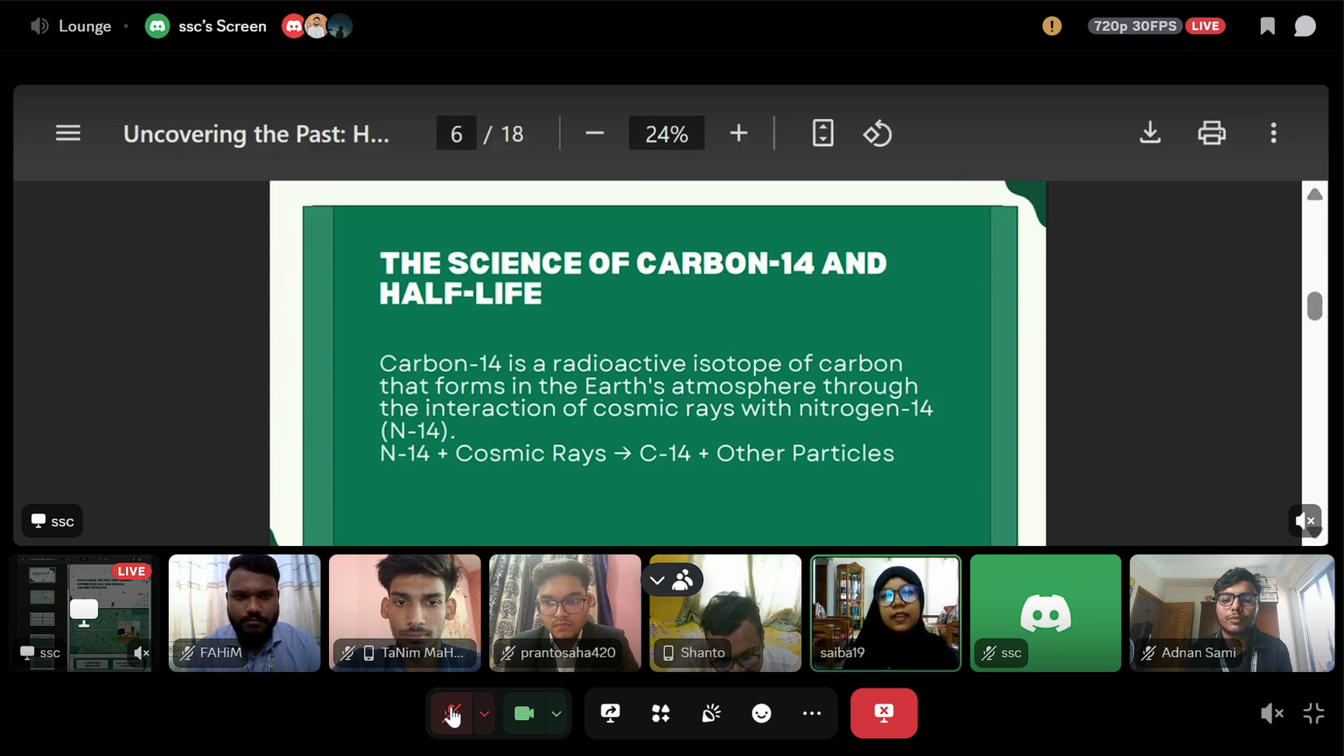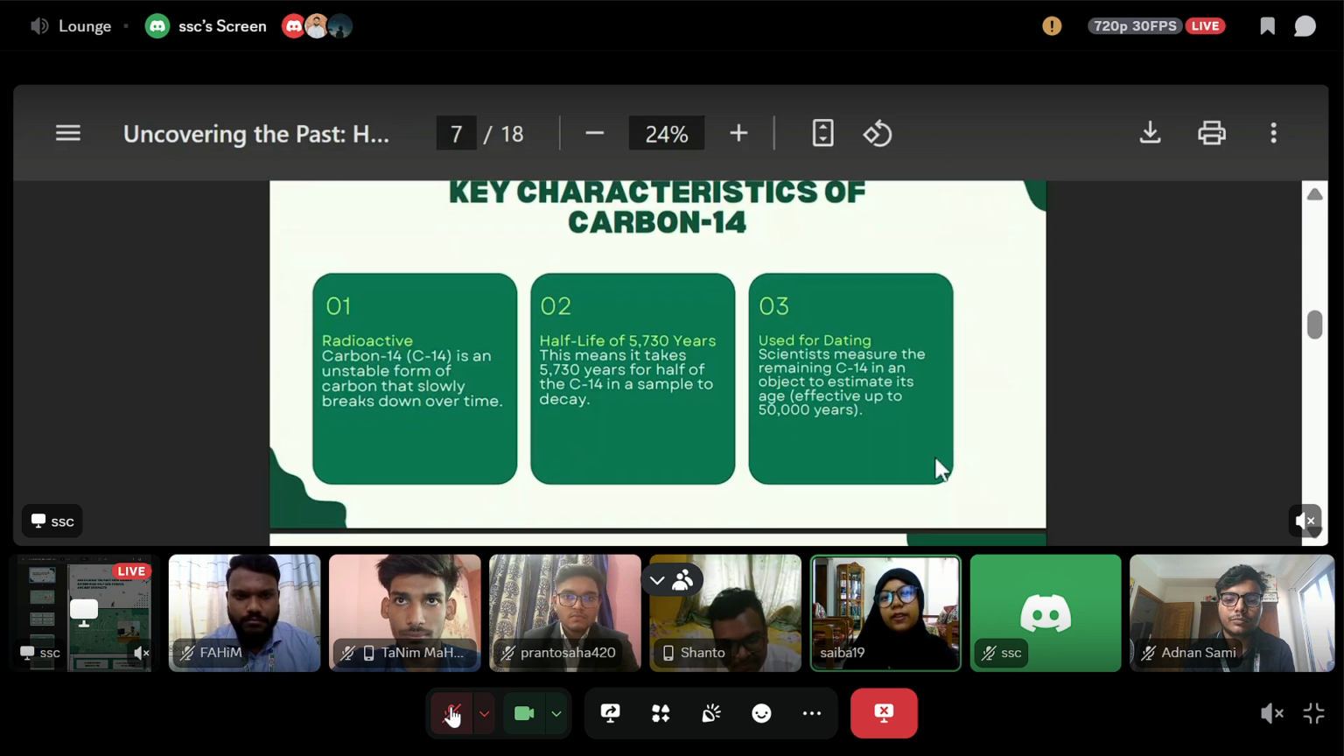Now I'm going to discuss the key characteristics of carbon-14. The first point is radioactive isotope: carbon-14 is an unstable isotope of carbon that undergoes radioactive decay over time. Half-life of 5,730 years: the half-life of carbon-14 is approximately 5,730 years, meaning half of a given sample will decay in this time. Formation in the atmosphere: it is continuously produced in the upper atmosphere when cosmic rays interact with nitrogen-14.